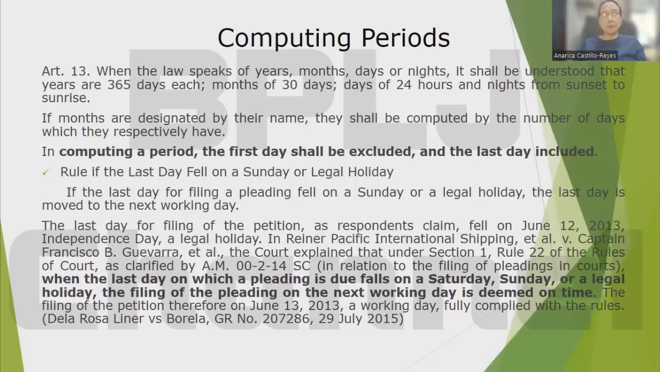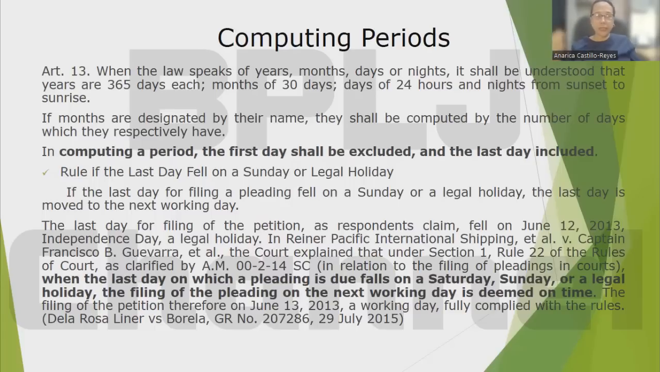In computing a period, the first day shall be excluded and the last day included. Okay, so if for example you are given 10 days from today, today is, let us say, September 14. How do you count 10 days? Okay, do you start from today or do you start tomorrow?